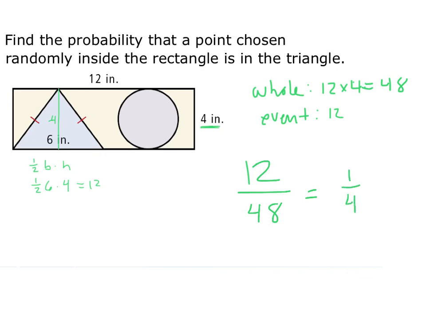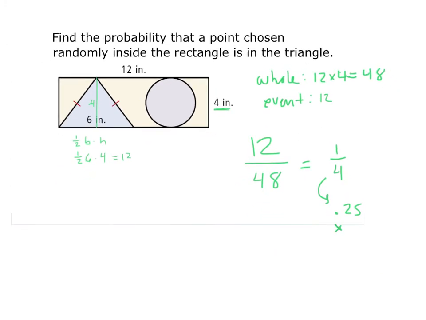1 out of 4. So we have a 1 out of 4 chance that our point chosen is inside the triangle. We can change this to a decimal, which will be 0.25, and we can multiply this times 100 to get our percent, which would be 25%. So we have a 25% chance that our point chosen will be inside the triangle.